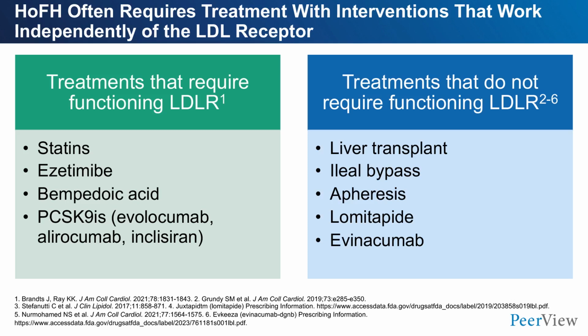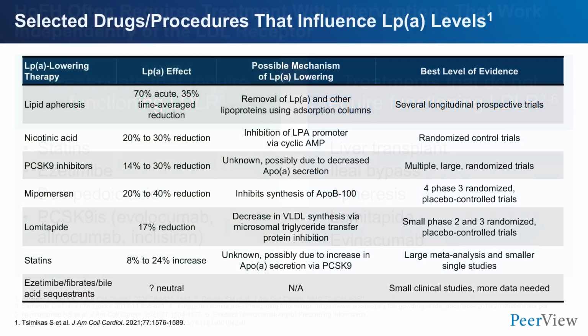So there are treatments that don't require functioning LDL receptors. Obviously, if you change someone's liver, that's a whole new deal. An ileal bypass, lipid apheresis, lomitapide, and evinacumab don't require the LDL receptor as the primary need for lowering LDL. Now, going back to the Lp(a) story, the only therapy approved by the FDA for treating Lp(a) with cardiovascular disease is lipid apheresis.